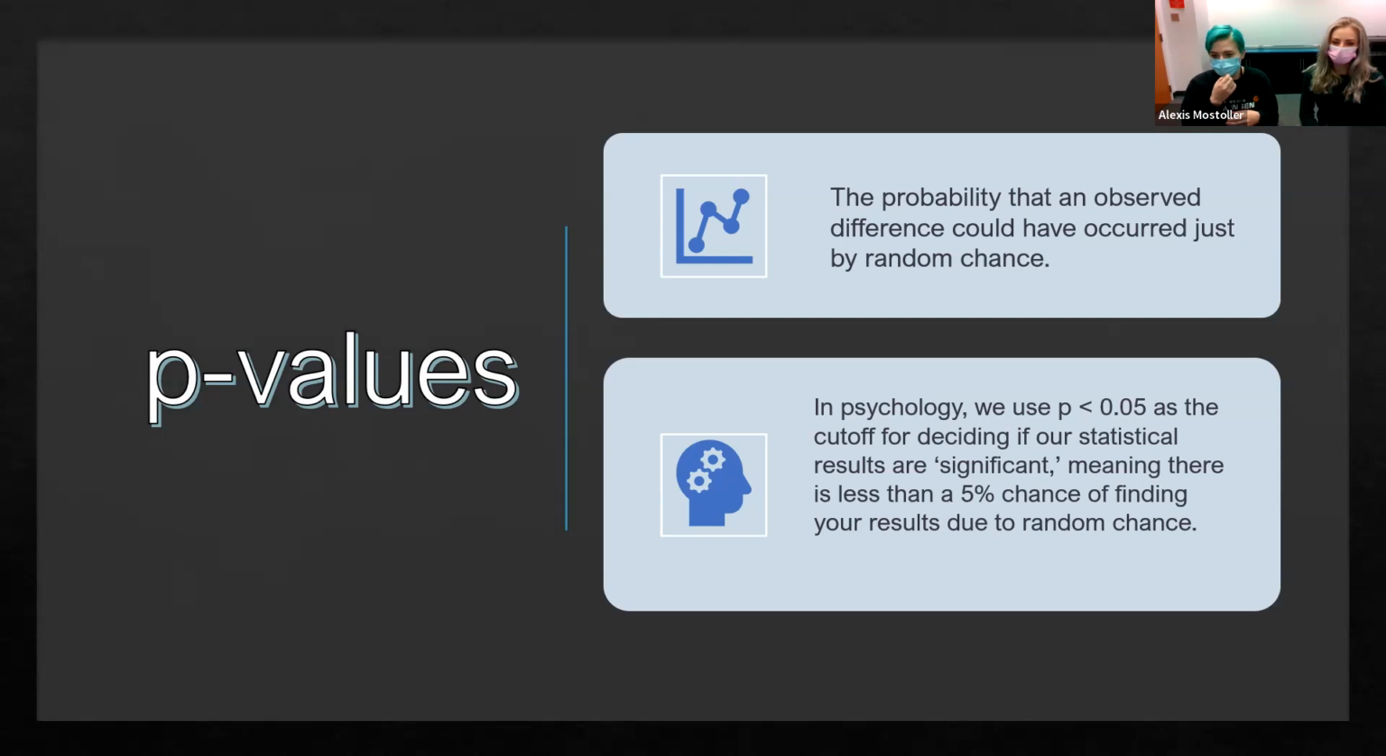So in psychology, we use p is less than 0.05 as the cutoff for deciding if our results are significant. If you run a survey and you find that your results have a p-value of less than 0.05, you can reject the null hypothesis, meaning that there's a less than 5% chance of finding your results due to random chance.